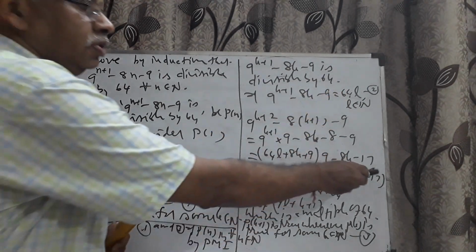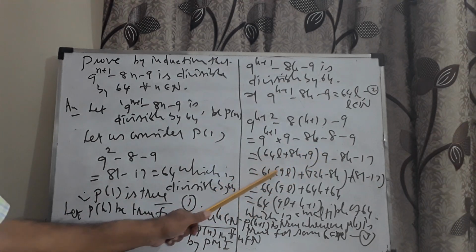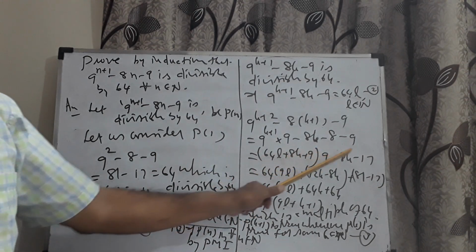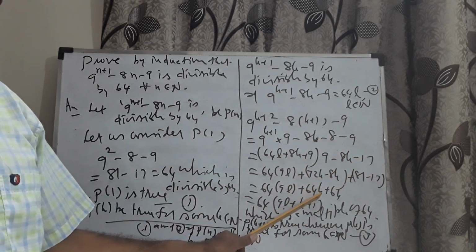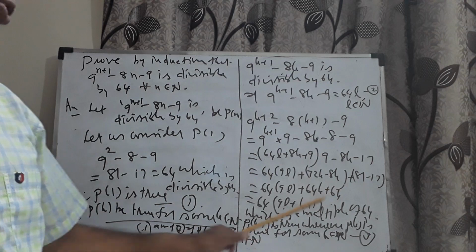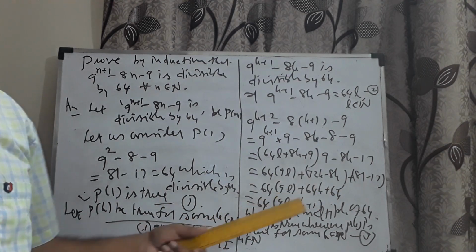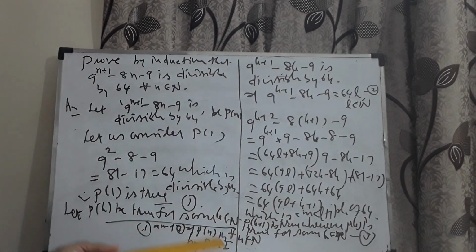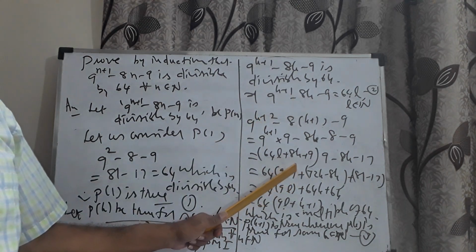You can write the reason from 2 here. Now multiplying 9 inside, 64 into 9L plus 72k minus 8k plus 81 minus 17. Here it is 64k plus 64. Take 64 as common. 9L plus k plus 1. It's a multiple of 64. Therefore it is divisible by 64. Therefore I assumed P of k is true for some k element of N. I proved it is true for the next natural number k plus 1.